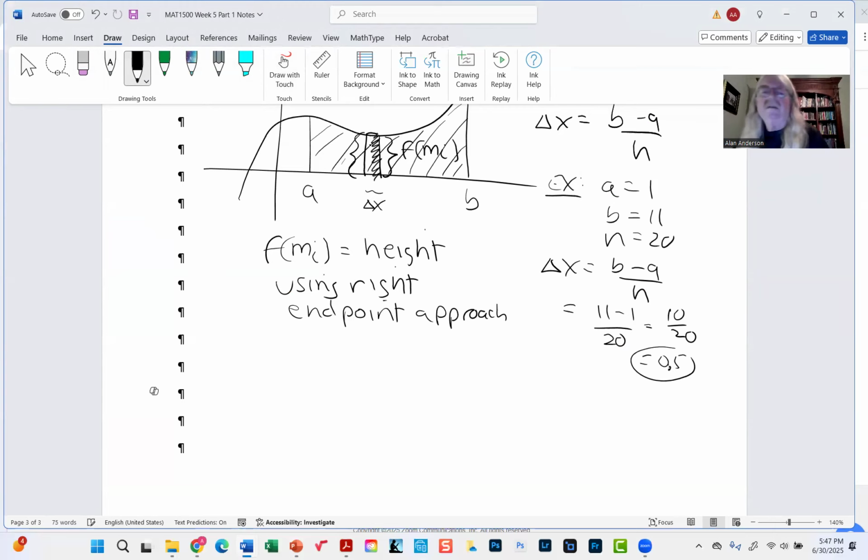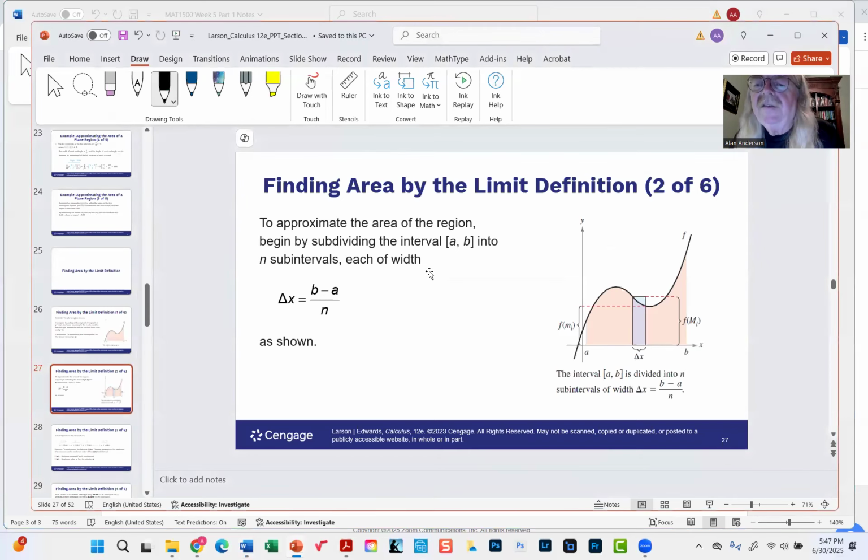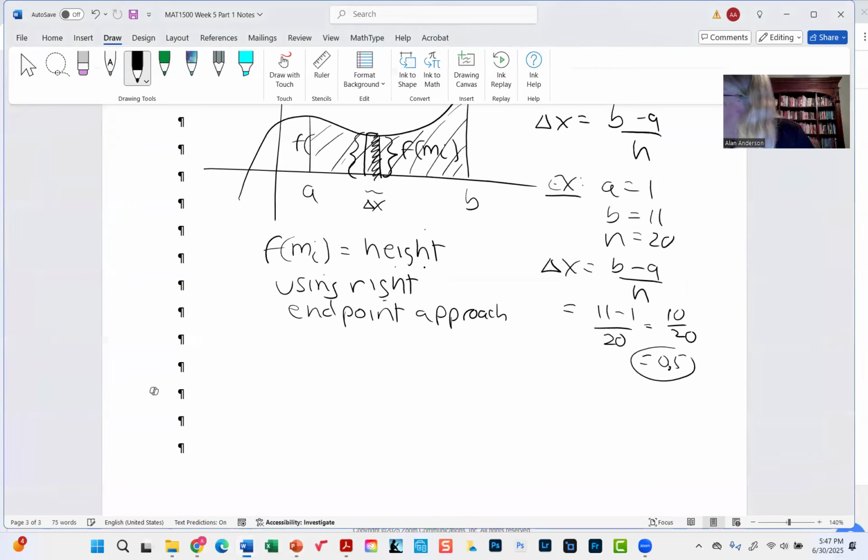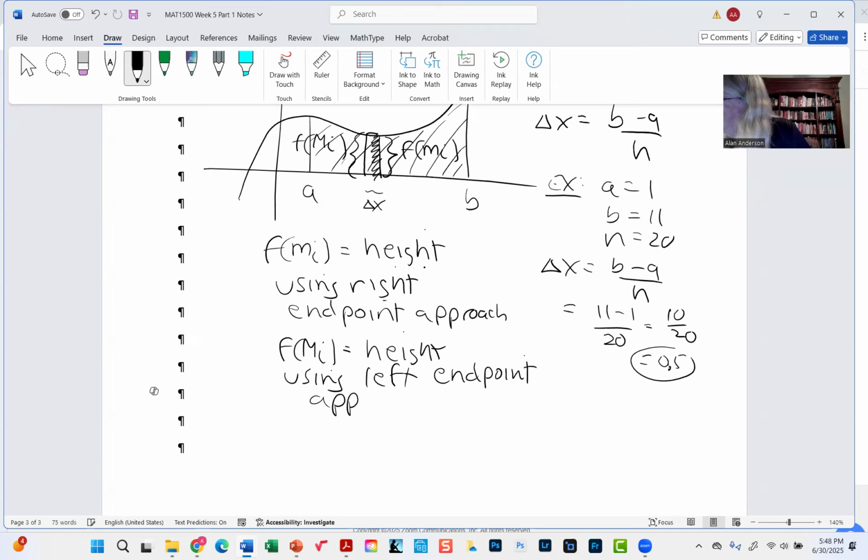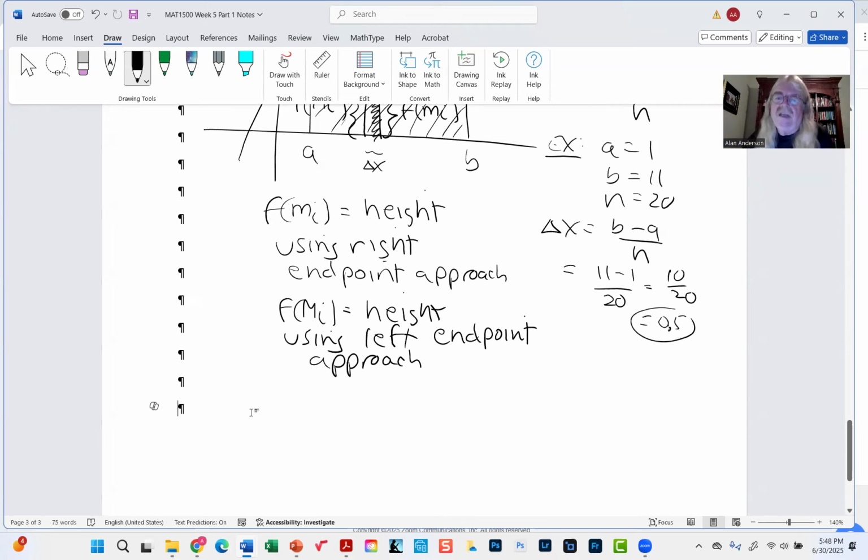And then for the left-hand point, that will be designated f of capital M, or rectangle i. Now, of course, the reason why they're doing this is because they want it to be clear that no matter which approach we use, we'll end up with the right answer as we take limits.